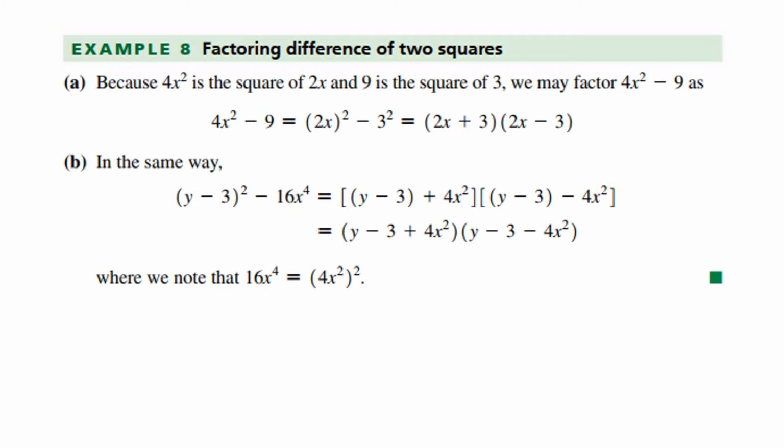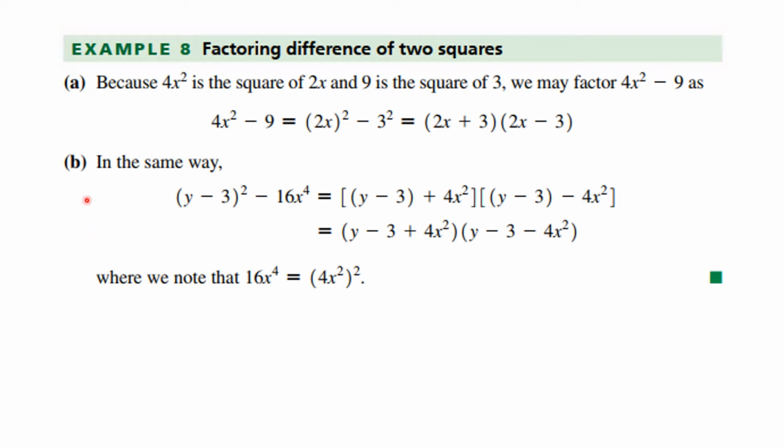Example 8, we're starting with this expression, and notice that this thing where I'm putting the pointer is 2x whole squared. So that is a perfect square. And likewise 9 is 3 squared. So this is 2x whole squared minus 3 squared, which is of the form a squared minus b squared. So this factors into a plus b times a minus b. This is 2x plus 3 times 2x minus 3.